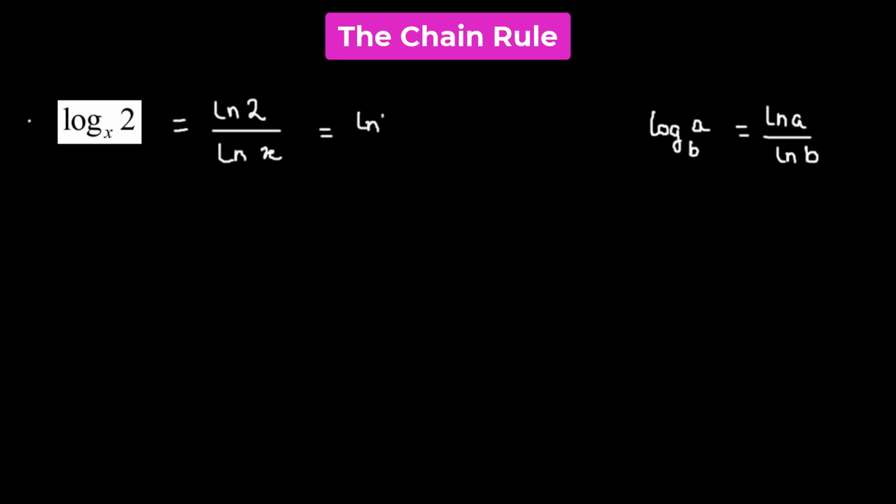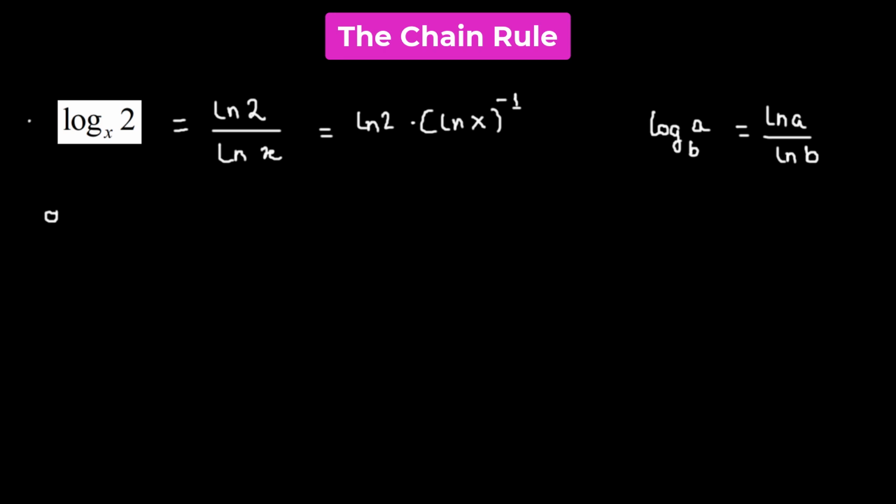So here we have logarithm of 2 to the base of x. So let's try to find its derivative with respect to x. But before that, we have to change the base of the given logarithmic function from x to e. So we're going to use the definition here that log of a to the base of b is equal to natural log of a divided by natural log of b. So we'll have natural log of 2 divided by natural log of x, which can be rewritten as natural log of 2 times natural log of x raised to the power of negative 1.